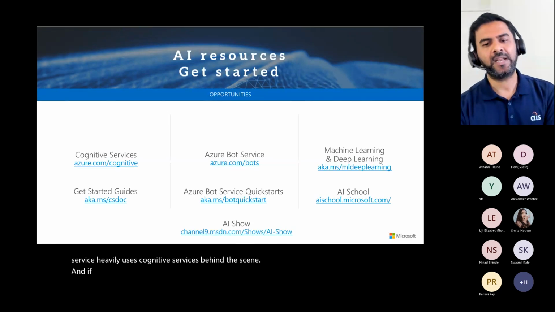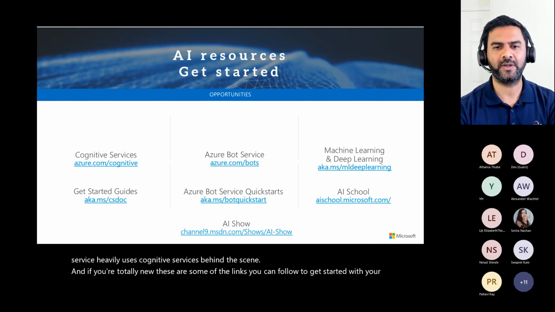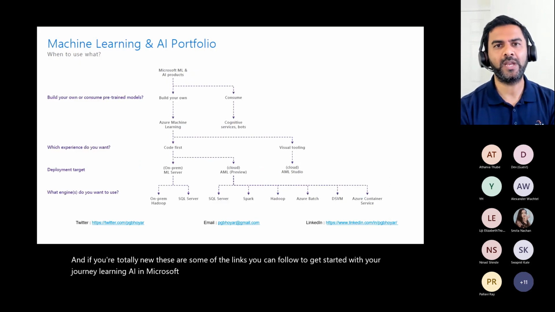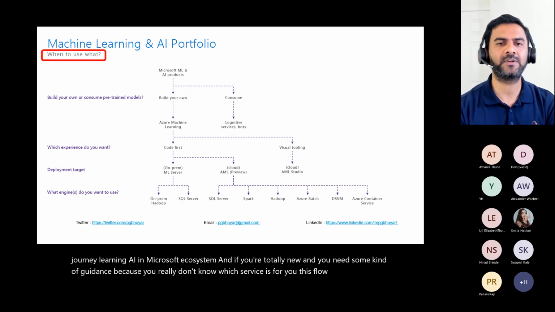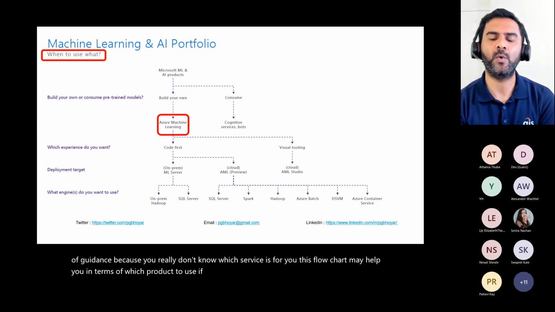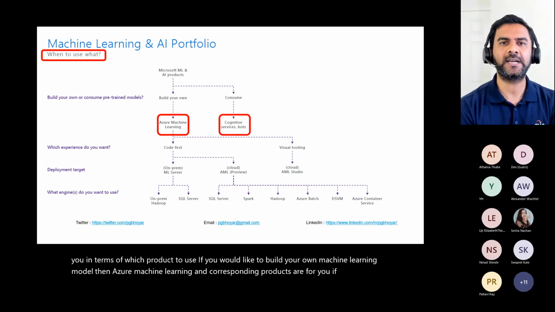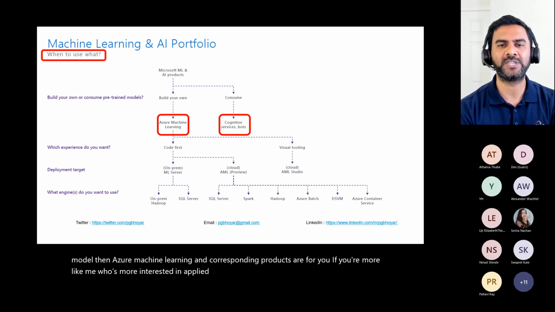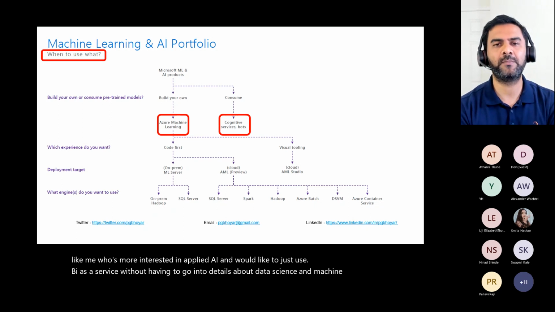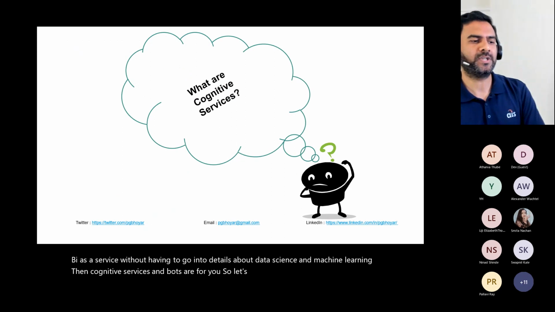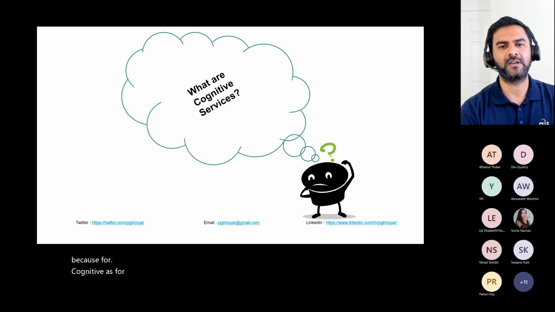And if you're totally new, these are some of the links you can follow to get started with your journey learning AI in the Microsoft ecosystem. And if you're totally new and you need some kind of guidance because you really don't know which service is for you, this flowchart may help you in terms of which product to use. If you would like to build your own machine learning model, then Azure Machine Learning and corresponding products are for you. If you're more like me, who's more interested in applied AI and would like to just use AI as a service without having to go into details about data science and machine learning, then cognitive services and bots are for you.